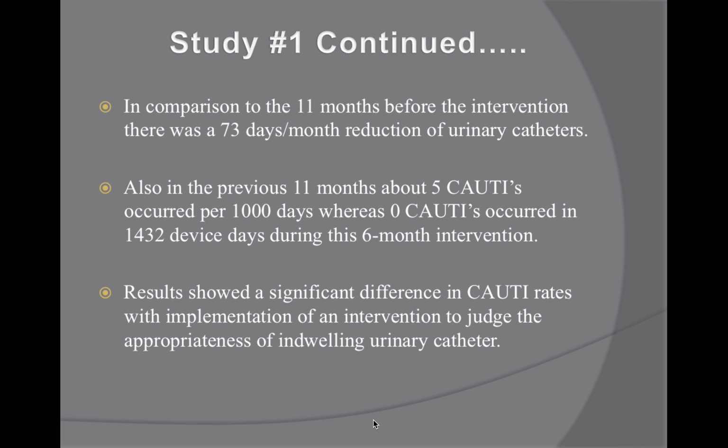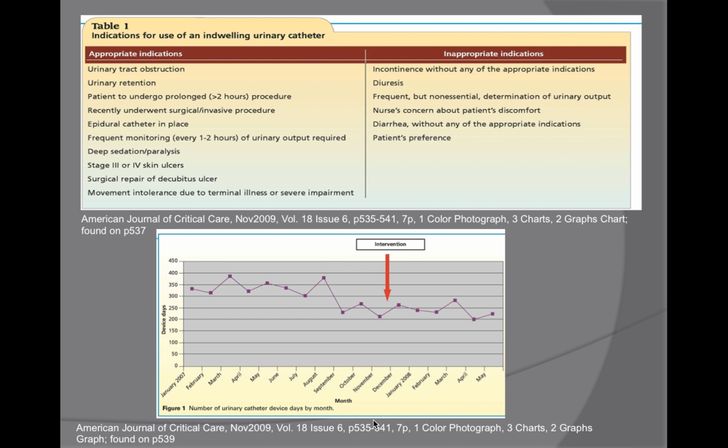So results show a significant difference in CAUTI rates with implementation of the intervention to judge the appropriateness of indwelling urinary catheter. As we see, in the 11 months before the study happened, there were 5 CAUTIs that occurred, and when the nurses implemented this strict policy of reassessing their clients and finding out if there is still a reason to continue their catheter or not, we can see that 0 CAUTIs occurred during this interventional study. So here's a table from this article.